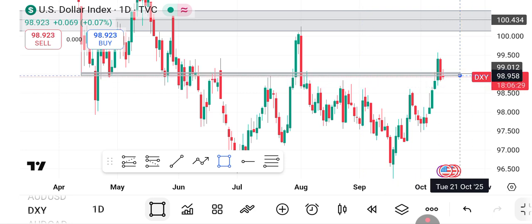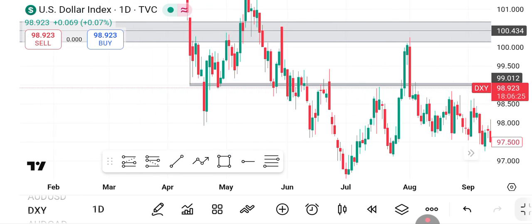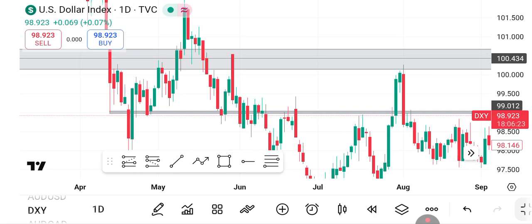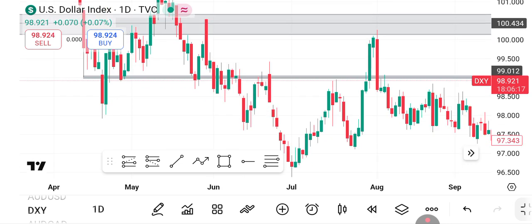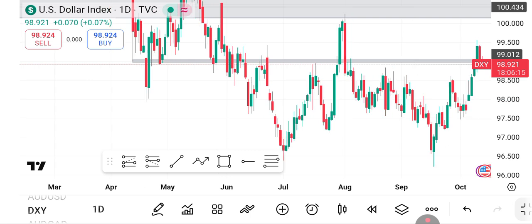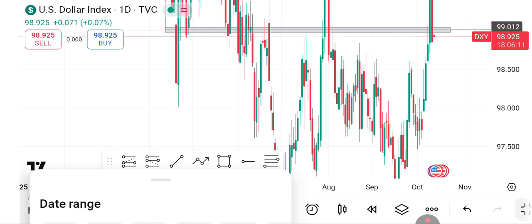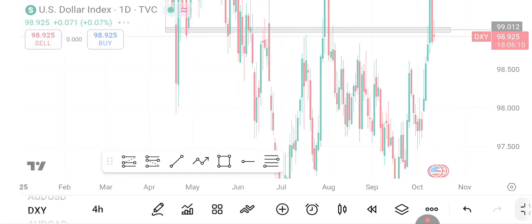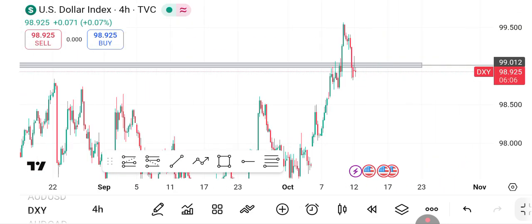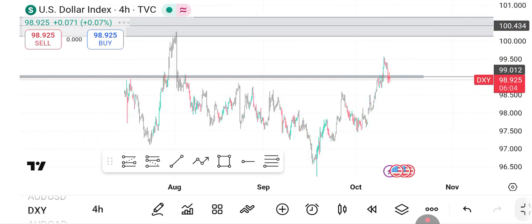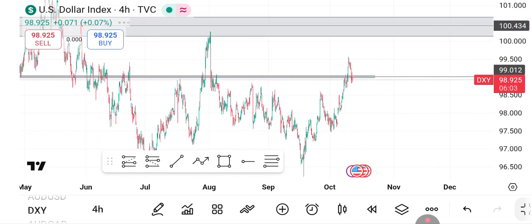Now that we have marked our support that was later flipped into a support and a resistance multiple times, which means that it has been respected multiple times, we are going to dive deeper into a smaller time frame so that we can see what the DXY is telling us to do.